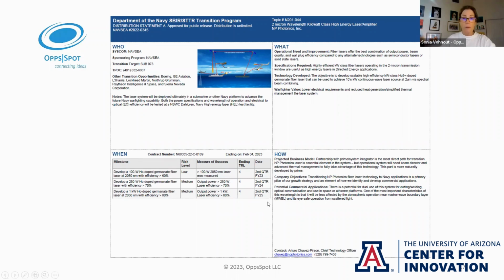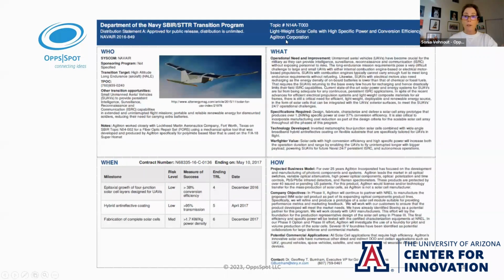Typically they last 24 months, and how they're going to commercialize. So what's their business model? What's their company objectives, commercial applications? And this is the way the Navy does it for their STP program. No ands, ifs, or buts. Here's another one I pulled out. This one's Agiltron Corporation. They're doing some solar cells that will go on this Prion Man vehicle. Same thing, but more information.